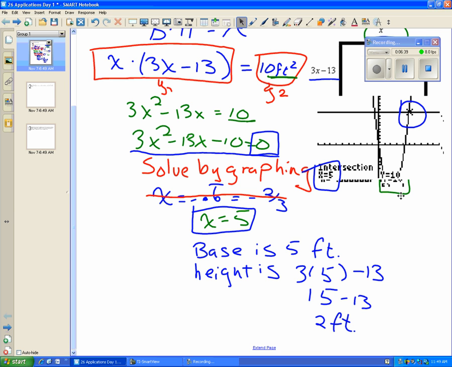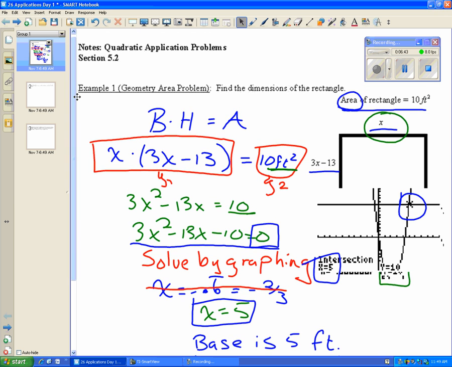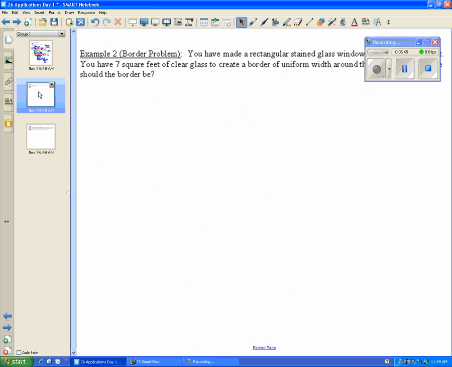There's my first possibility of a type of question I might have in this section. Second question. Let's go ahead and minimize my recorder.